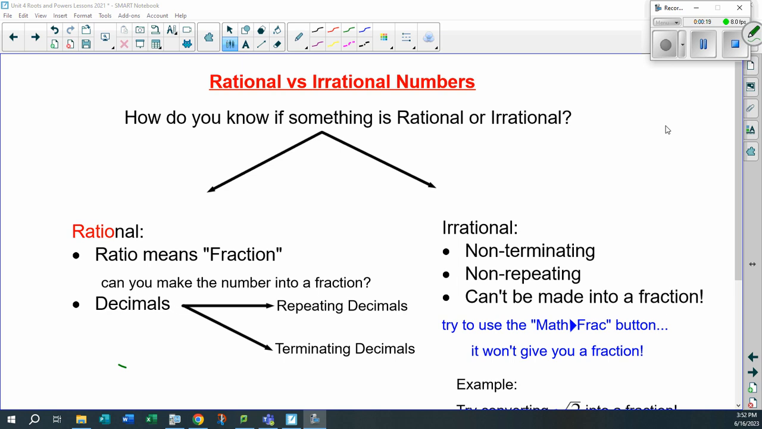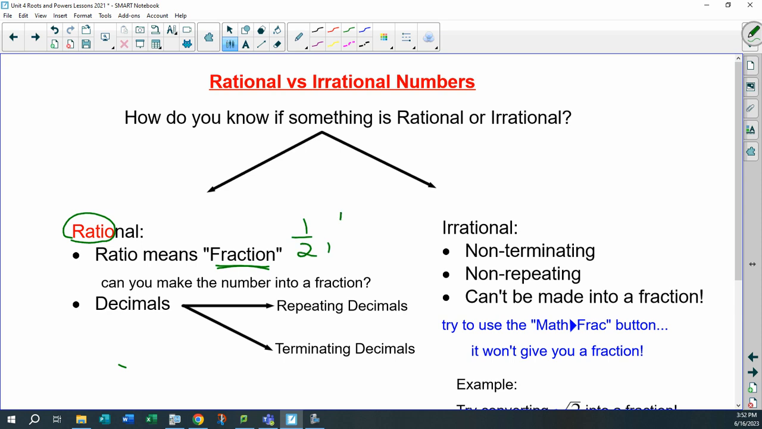Let's look at the details. Remember what a rational number is. A rational number, look for the ratio. Ratio, of course, meaning fraction, right? What kind of fractions can you get? Well, any kind of fractions. Anything like a half or even 4/3. It doesn't matter. Those are considered to be rationals.